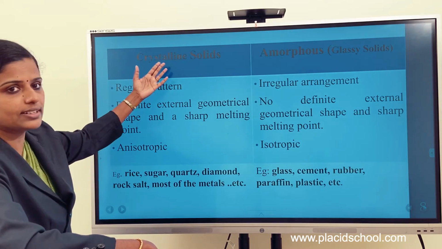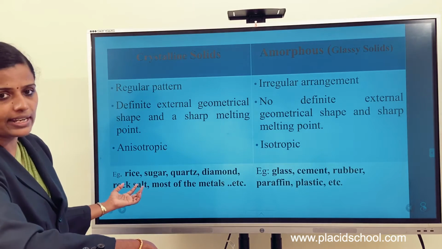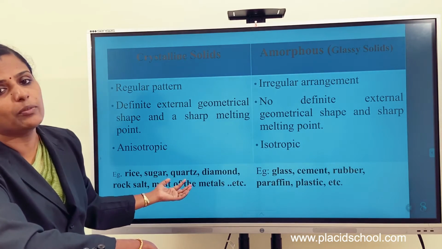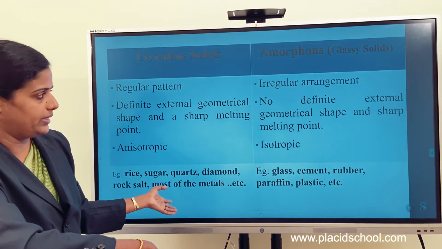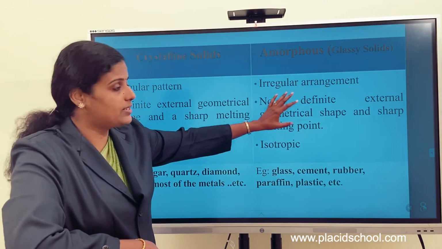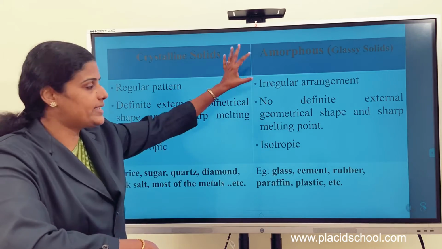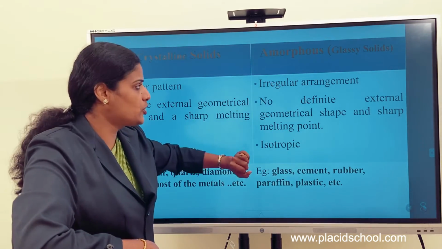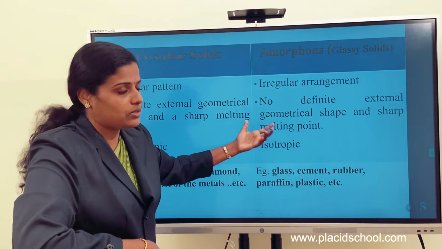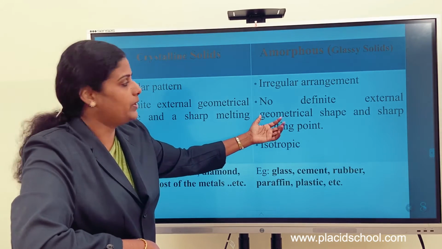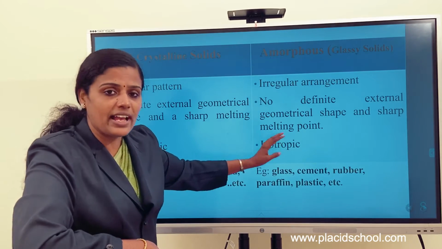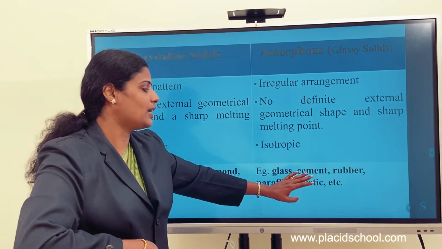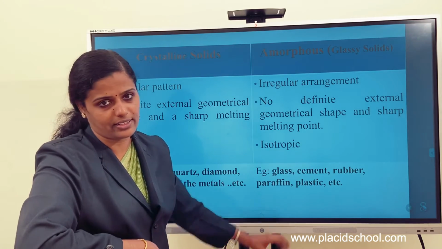The examples of crystalline solids are rice, sugar, quartz, diamond, rock salt, and some metals and compounds of those metals. But amorphous or glassy solids, like a normal window glass, do not have any regular arrangement, the shape is not regular, and the melting point is not defined. And they are isotropic. The examples are glass, cement, rubber, paraffin, plastic, etc.